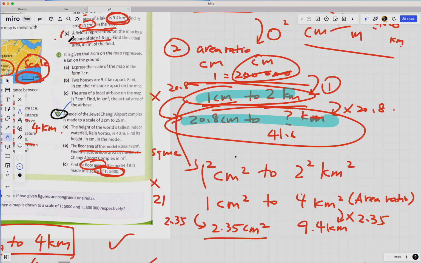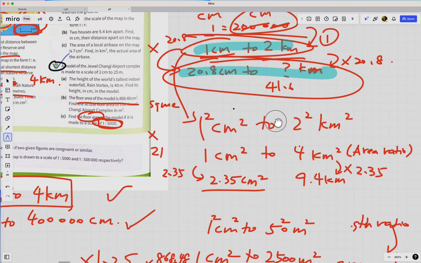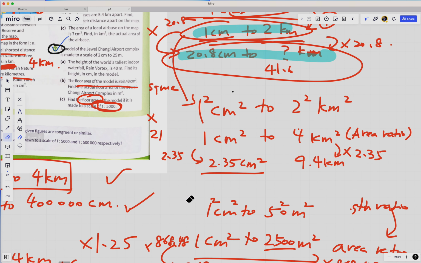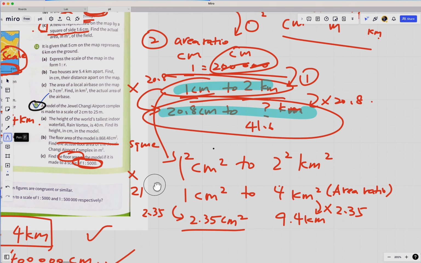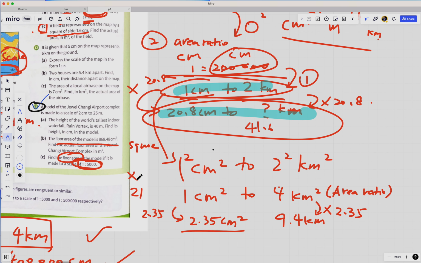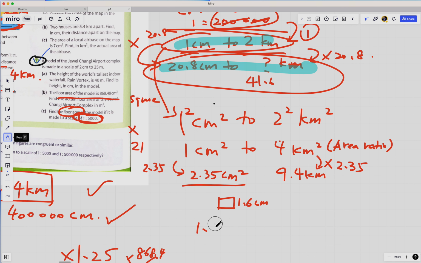Like I say, the part C is a bit implicit. Okay? Implicit. Not openly informing you. So the field is represented on the map by a square of side 1.6. So basically, if you try to sketch it, what's the meaning of that? That means a square and the side is 1.6. So in a way, they give you the area already. In a way, this statement is for you to find the area. 1.6 what? cm. So what is the area? So it's 1.6 square, right?